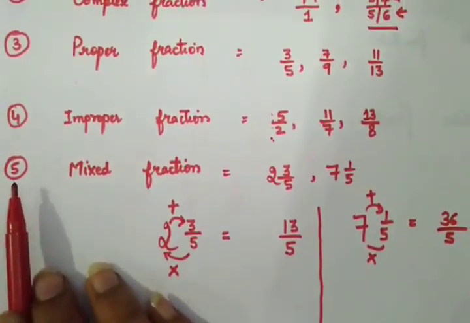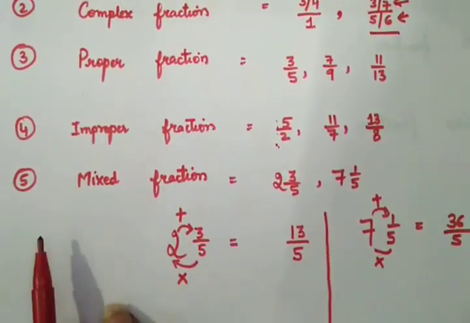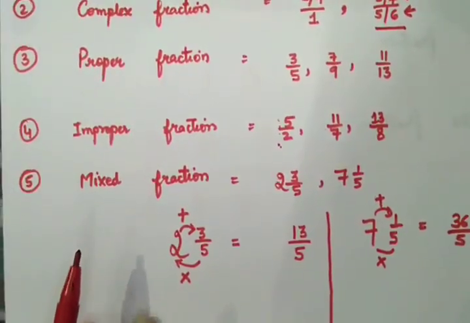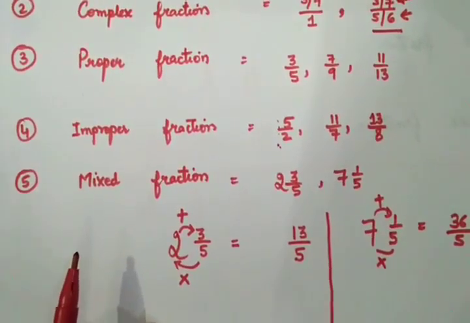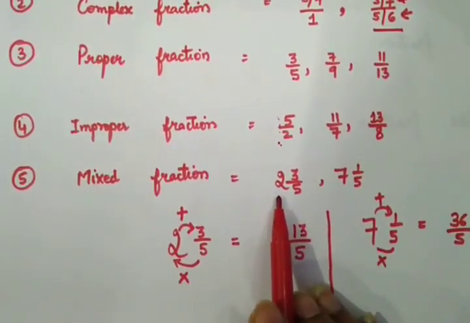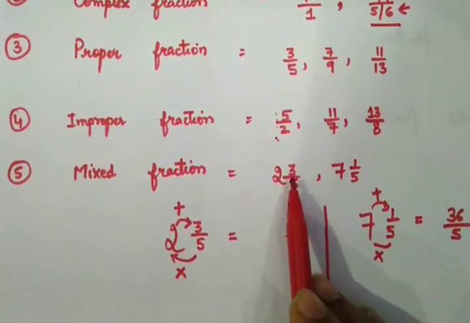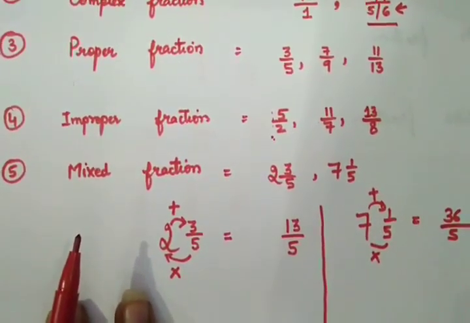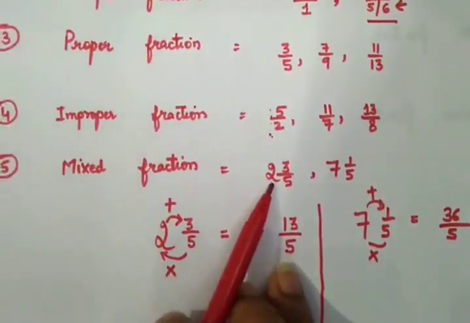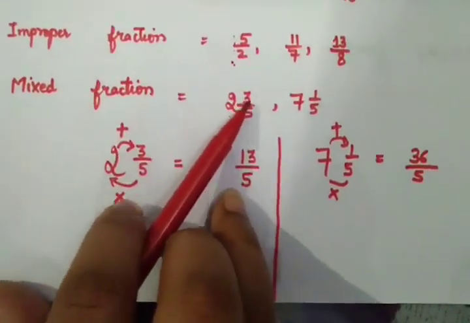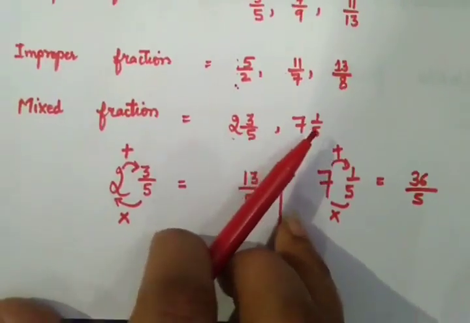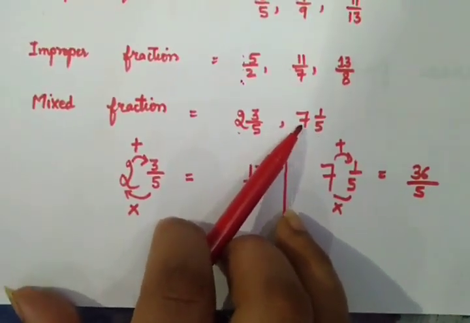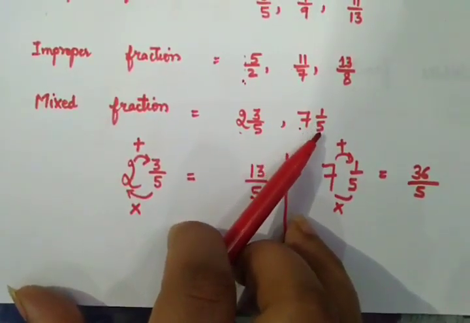Now the next category is mixed fraction. What are these mixed fractions? Mixed means, obviously the name suggests, that there are 2 things mixed in it. That means a simple number and a fraction along with it. It is a combination of 2 things mixed together. A simple number as well as a fraction attached with it. 7 1 by 5, a simple number and a fraction attached with it.